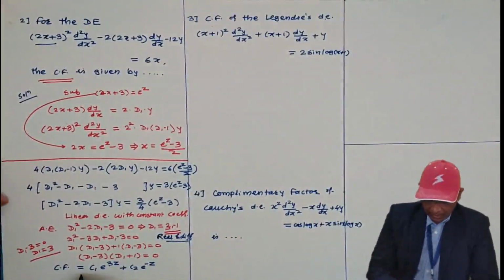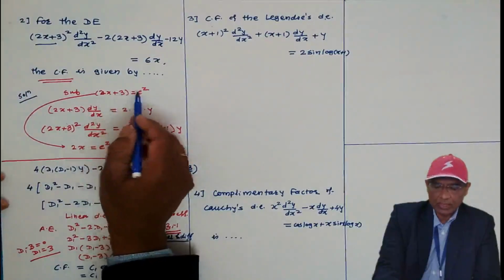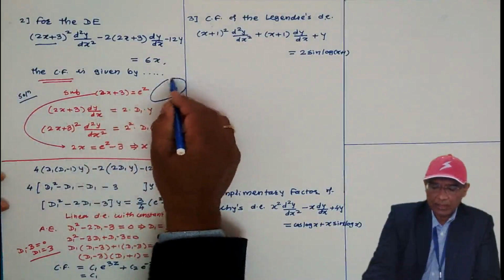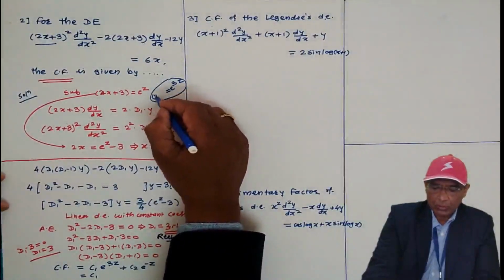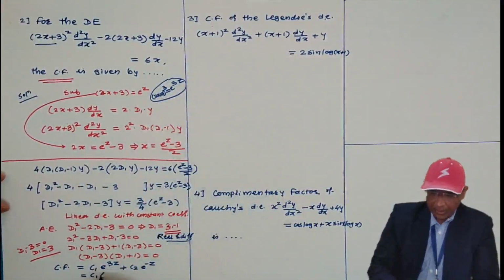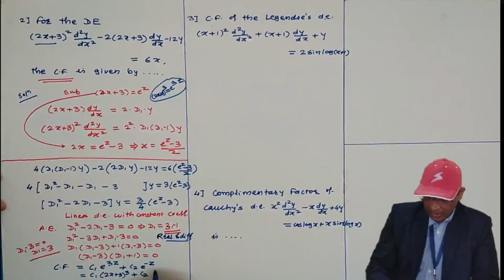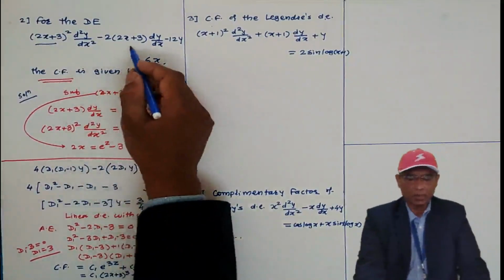And finally, you can write like this: e raised to power z is 2x plus 3, so e raised to 3z will be, taking cube of both the sides, 2x plus 3 whole cube. Means e raised to power 3z can be written as 2x plus 3 whole cube. And e power z is 2x plus 3 power minus 1. So this is the complementary factor, and this is the answer to this question.